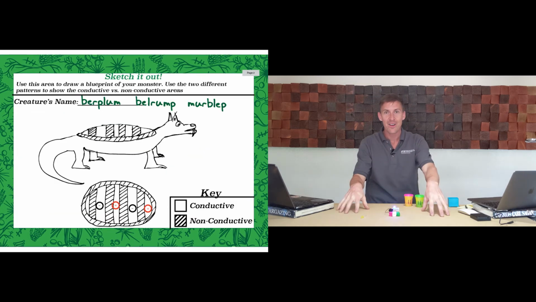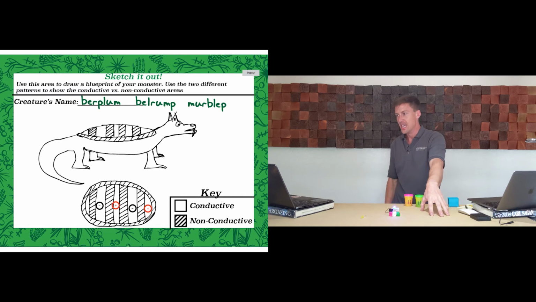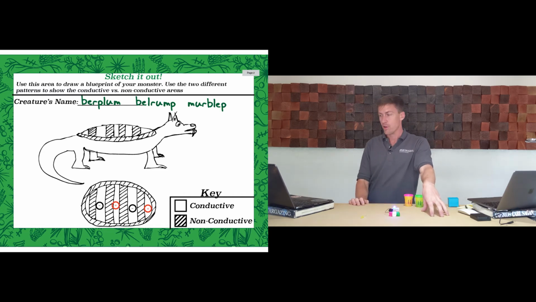All right, so now you're ready to sketch out your monster. So use this area to draw a blueprint of your monster. Use the 2 different patterns to show the difference between conductive and non-conductive areas. So I have drawn out my monster. I could have decided on a name if I wanted it to be Burplum or Bellrump or Merblep. Maybe you have a preference. But anyways, here's my monster. And I've drawn out the back of it, the turtle part of it. That's the part that I want to light up. So I've labeled it. There's conductive areas, which I show in white, and there are non-conductive parts, which I show with the black stripes.